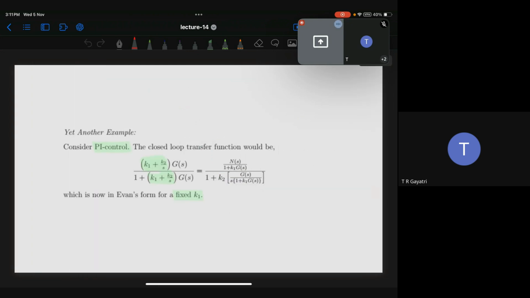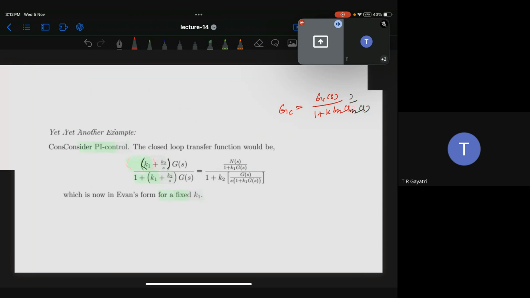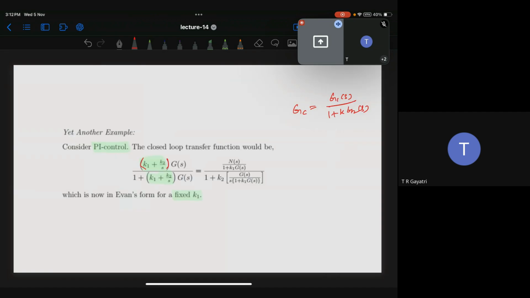Next, you can see this PI controller. For different controllers, what you need to do is put that in the standard form first. So you should know exactly what your G1(s) and G2(s) are. That is the first step. Is there any doubt in this?